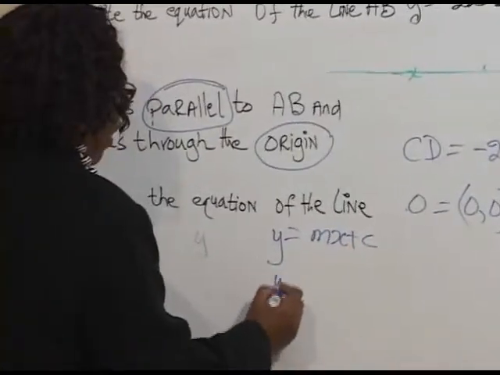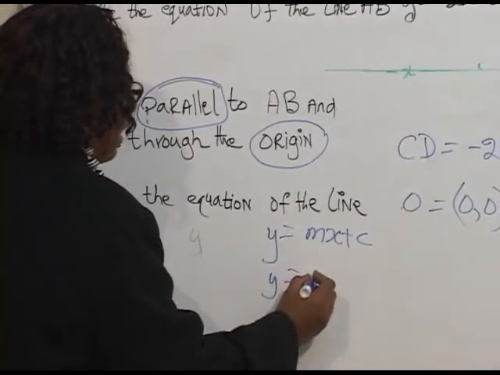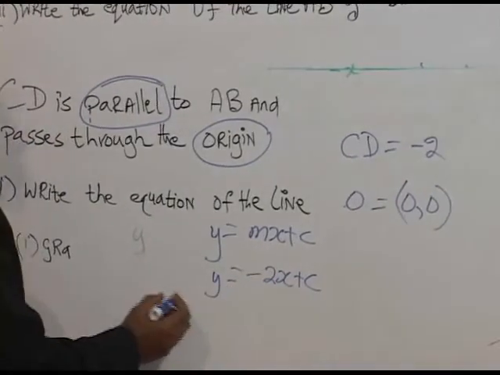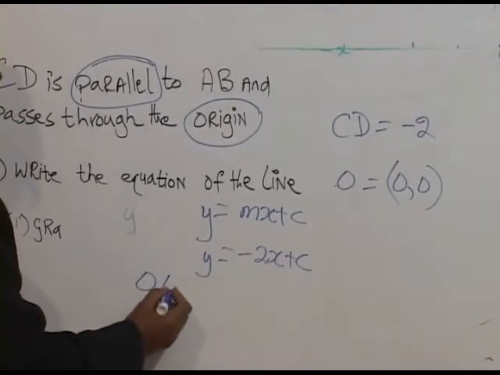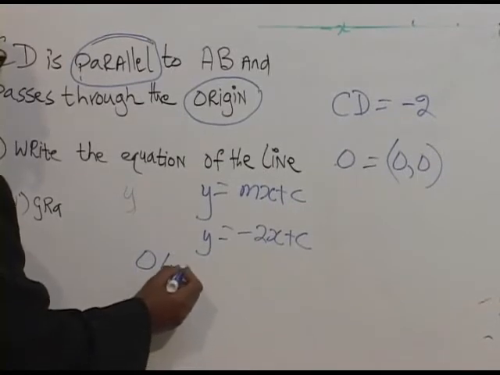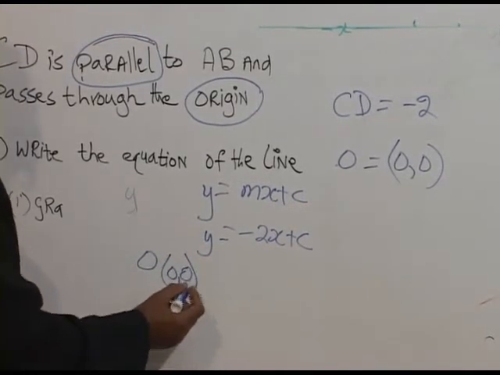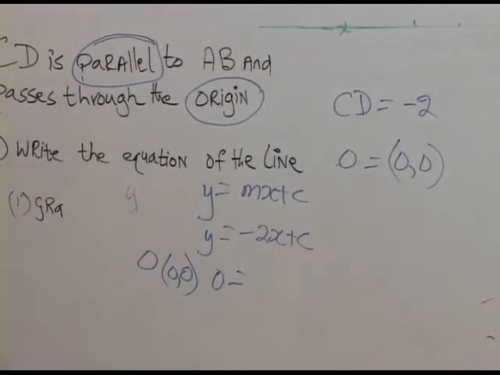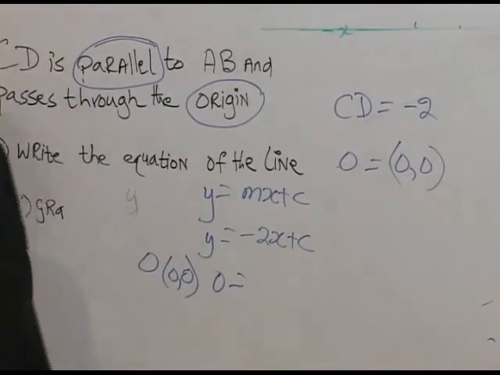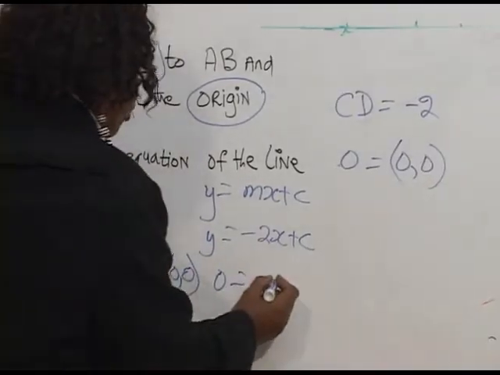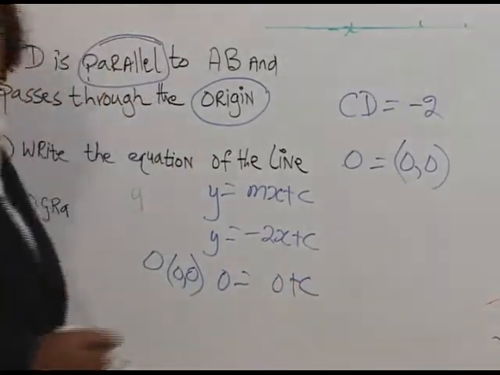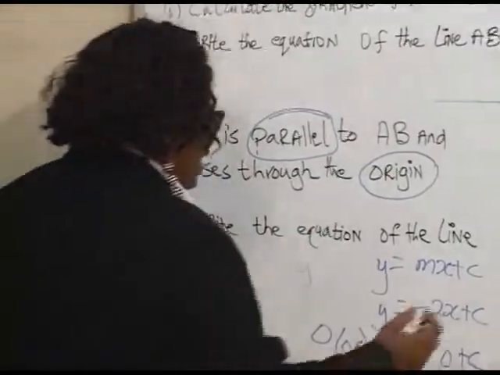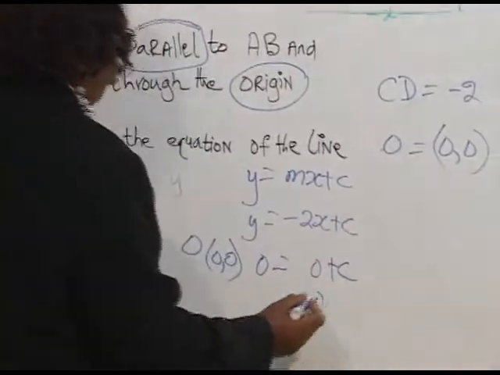So we can start: y is equal to, yes, the gradient, negative 2x plus c. This line passes through the point 0, which has coordinates 0, 0, implying x is equal to 0, y is equal to 0. So we're going to get 0 is equal to negative 2 times 0, and anything multiplied by 0, what is the answer? Yes, it is 0. So it would be 0 plus c. So what is c equal to? That is right. So c is equal to 0.